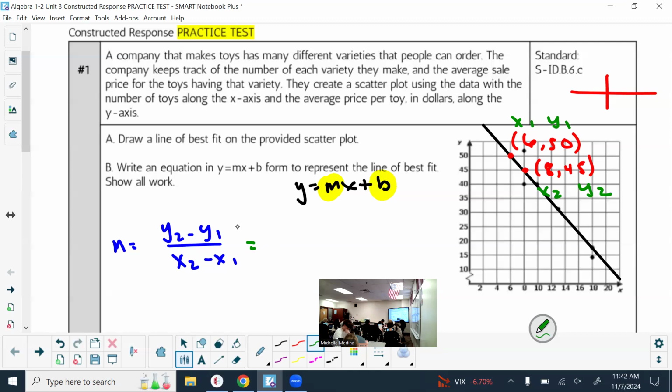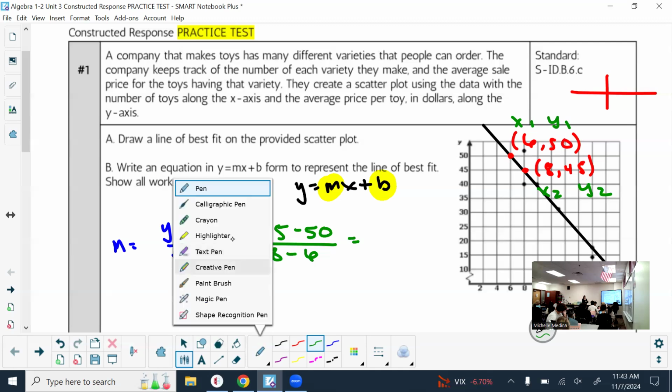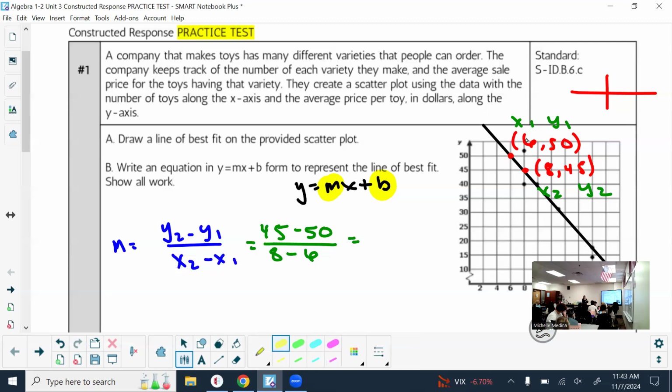So the way that I labeled it, it would be 45 minus 50 over 8 minus 6. So y2 minus y1 on top, x2 minus x1 on the bottom. It should be that the numbers from the same coordinates are on top of each other in the formula. Okay, if they're mixed up, like across from each other, then that doesn't work.